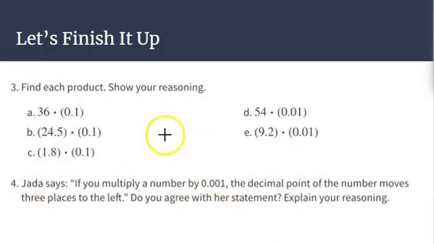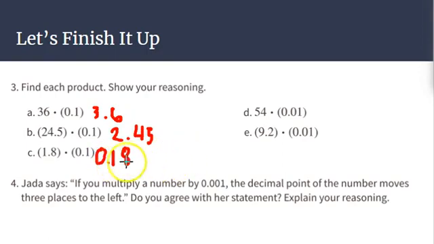So what do we get on these? 36 times 1/10 is 3 6/10. 24 5/10 times 1/10, 2 45 hundredths. 1 8/10 times 1/10 gets us 18 hundredths.